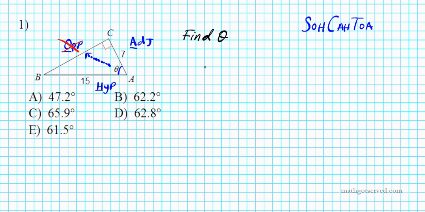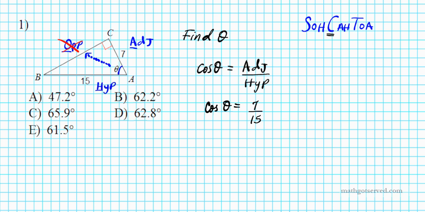So the question now is, which ratio relates adjacent and hypotenuse? If you look at SohCahToa, cosine tells us that the cosine of the angle is equal to adjacent over hypotenuse. Okay, so we're going to apply that here. So cosine theta is equal to the adjacent, which is 7, divided by the hypotenuse, which is 15.